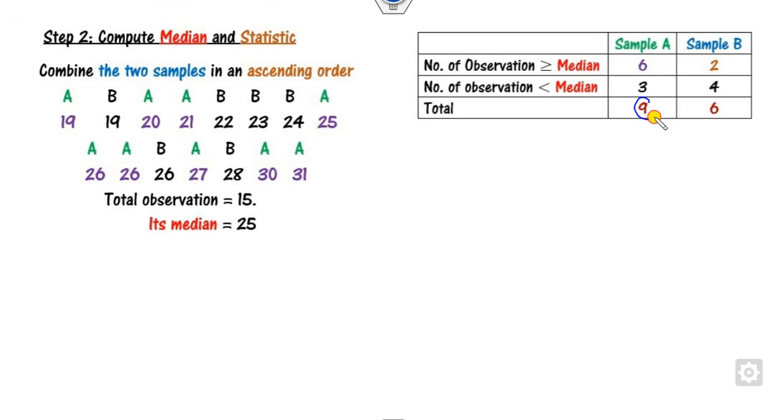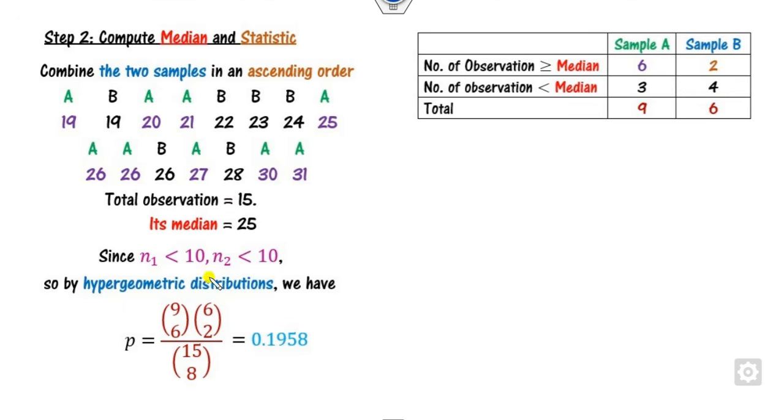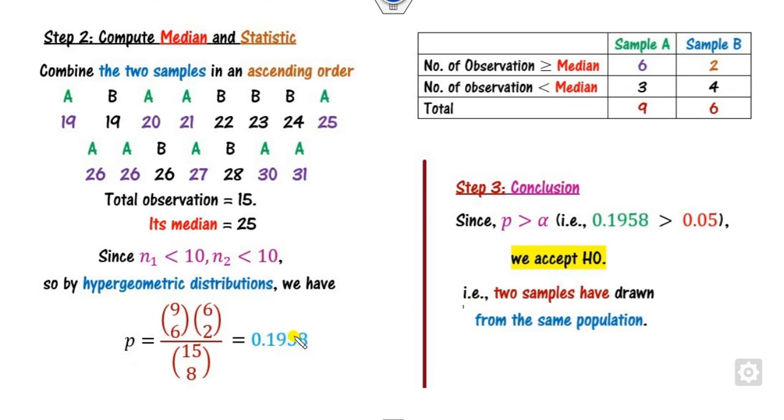Now what is step number 3? Since both the values are less than 10, we can find P using the hypergeometric distribution: 9C6 times 6C2 divided by this sum. 9 plus 6 is 15 and 6 plus 2 is 8. After the calculation you will get the value here. Now, if P is less than alpha, where alpha is the level of significance 5%, then you reject H0, otherwise accept it. Since this value is greater than alpha, we accept H0, hence there is no significant difference between them.